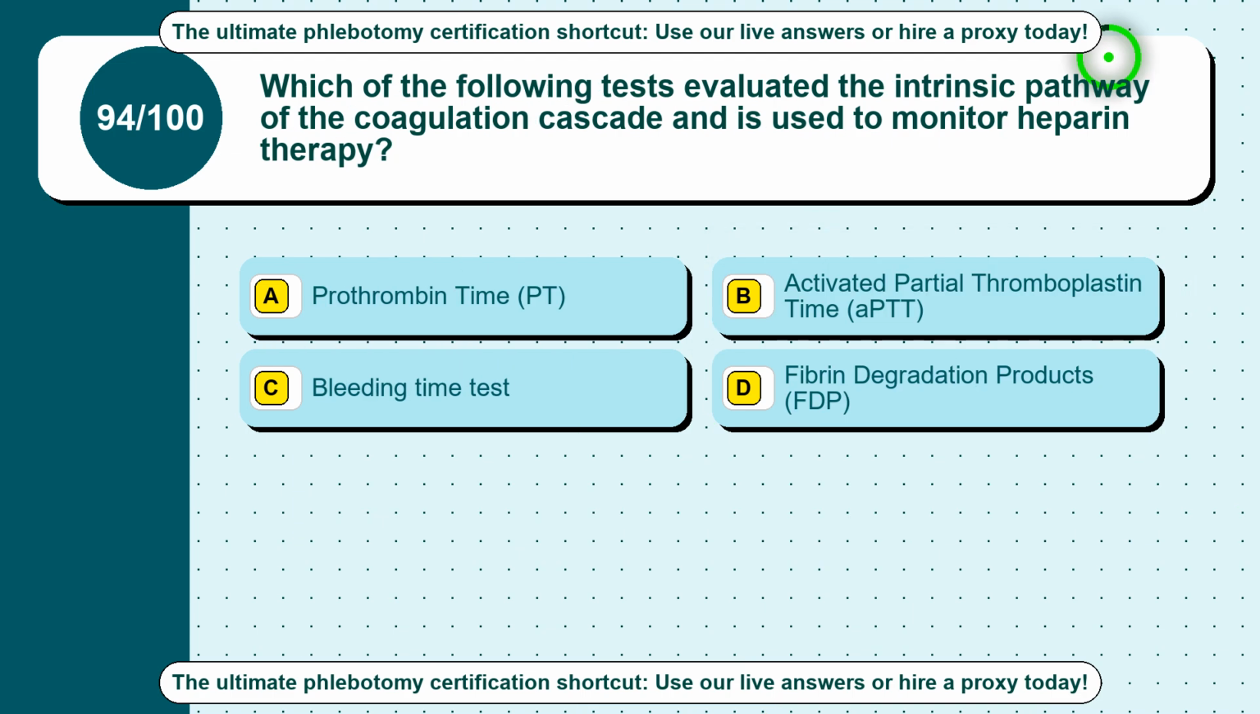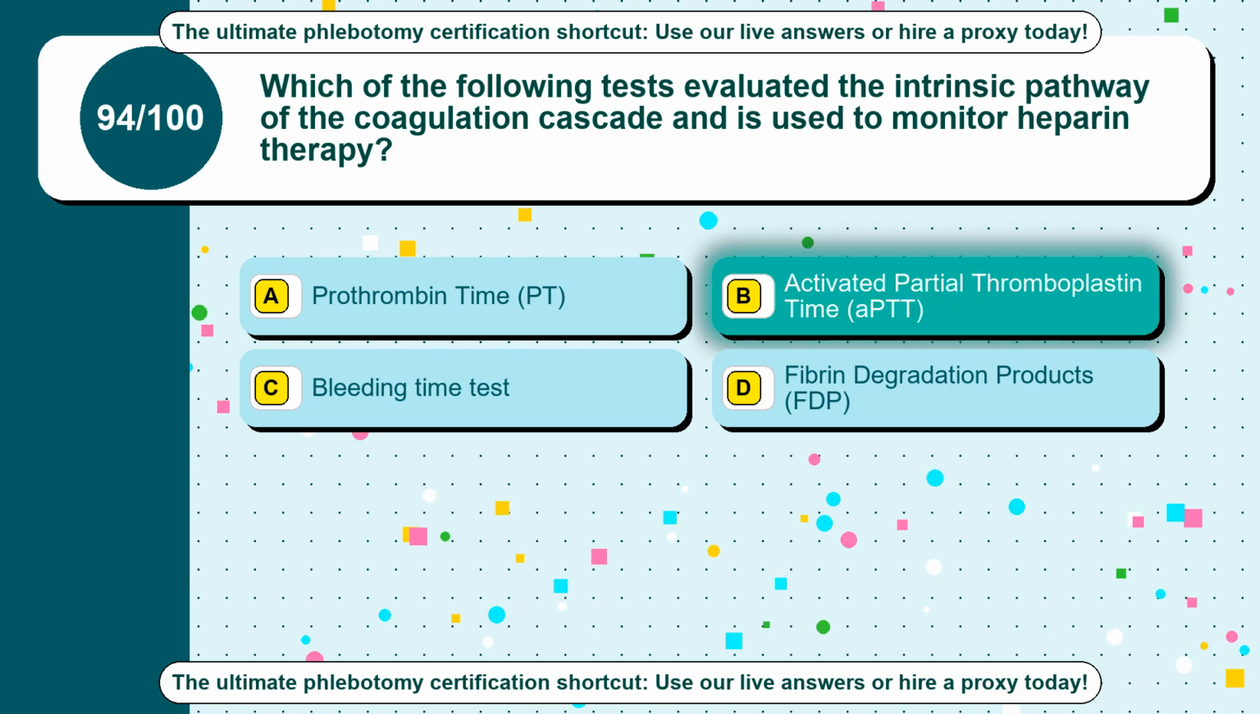Question 94. Which of the following tests evaluates the intrinsic pathway of the coagulation cascade and is used to monitor heparin therapy? Option A, prothrombin time, PT. Option B, activated partial thromboplastin time, APTT. Option C, bleeding time test. Option D, fibrin degradation products, FDP.